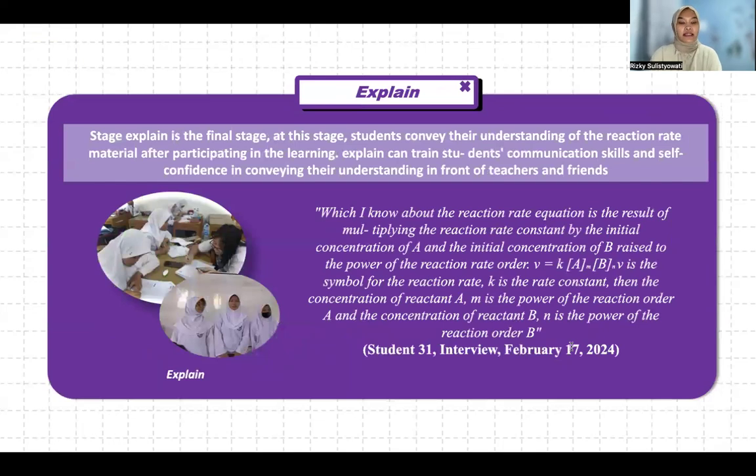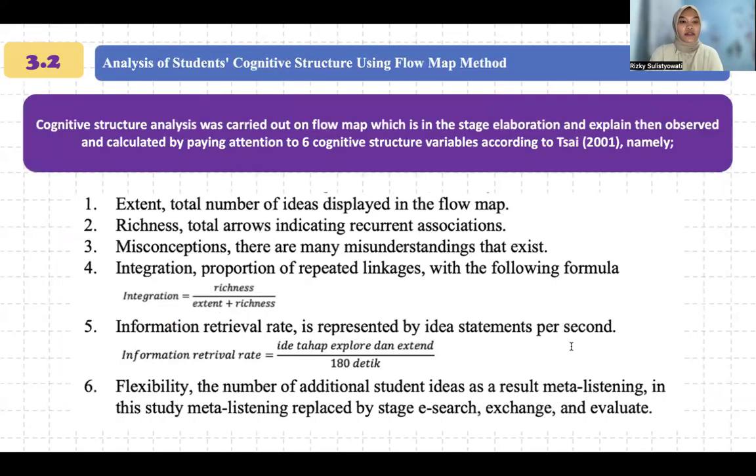Also, the explain stage is the final stage. At this stage, students convey their understanding of the reaction rate material after participating in the learning. Explain can train students' communication skills and self-confidence in conveying their understanding in front of the teacher and friends. Also, we are moving to the analysis of student cognitive structure using the flow map method.